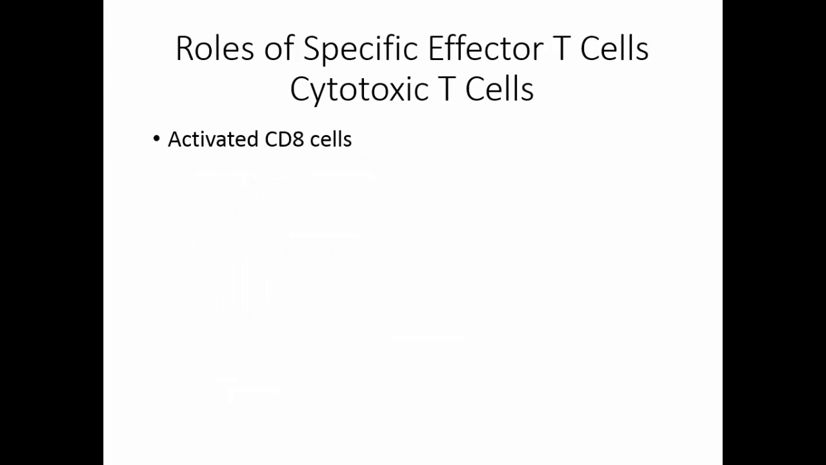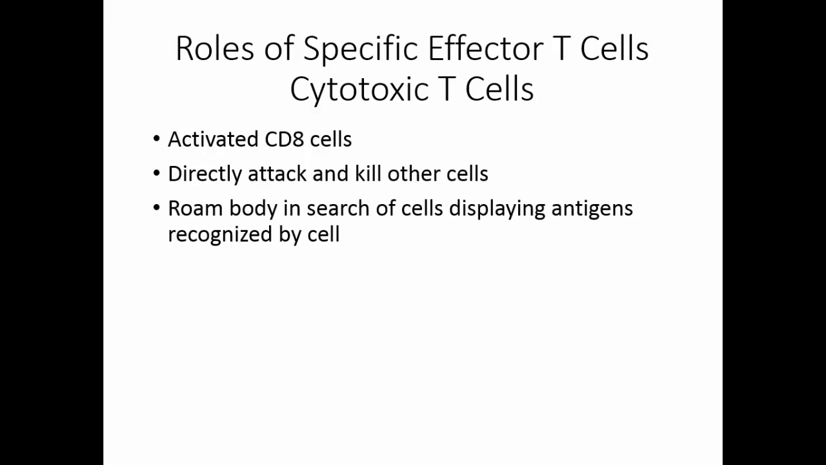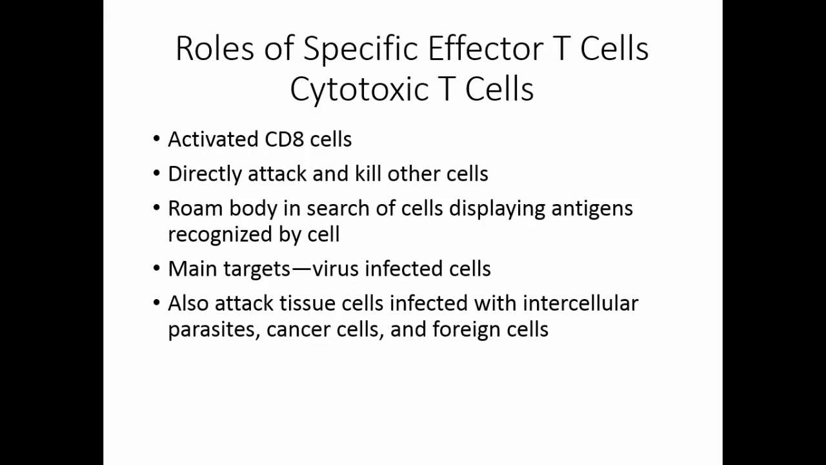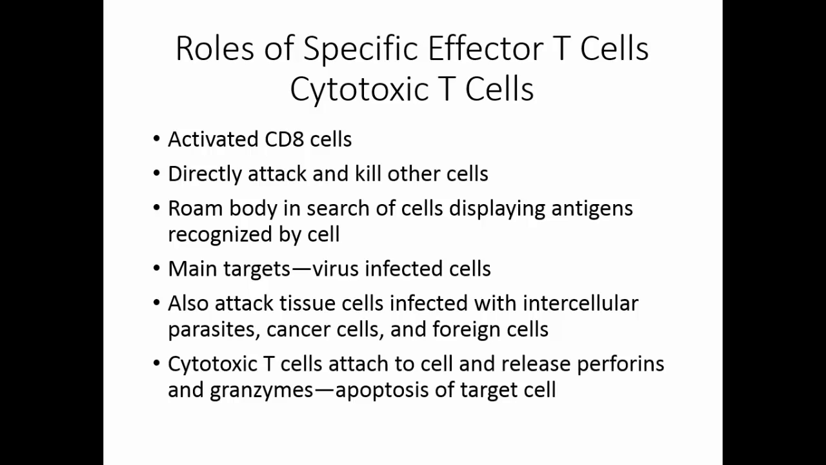The cytotoxic T cells are the activated CD8 cells. These are your killer cells. They directly attack and kill other cells. Once they've been activated, they roam the body in search of cells that display the antigens that the CD8 cell will recognize. Their main targets are usually viral infected cells. However, they will also attack tissue cells that are infected with intracellular parasites, cancer cells, and foreign cells. Cytotoxic T cells directly attach to the cell and release chemicals known as perforins and granzymes. These lead to apoptosis of the target cell.